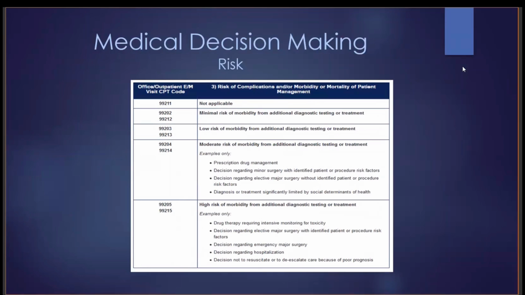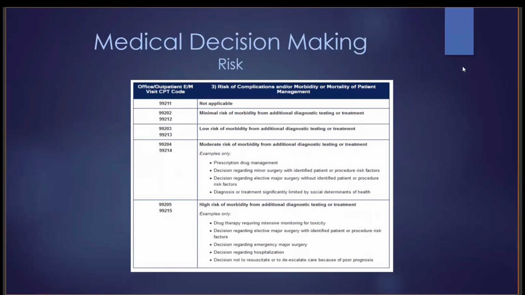Decision regarding minor surgery, decision regarding elective surgery without identified patient or procedure risk factors, and diagnosis or treatment significantly limited by social determinants of health. So level 4, there's definitely some moderate risk involved. And those are just examples. So those are not the only things that we would see fall into those categories.